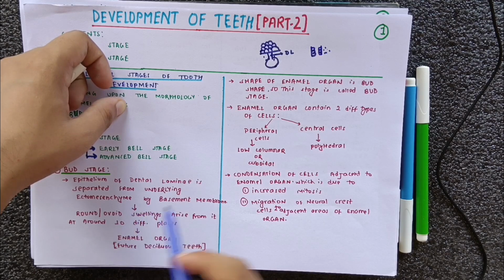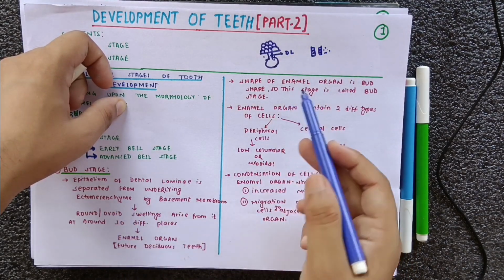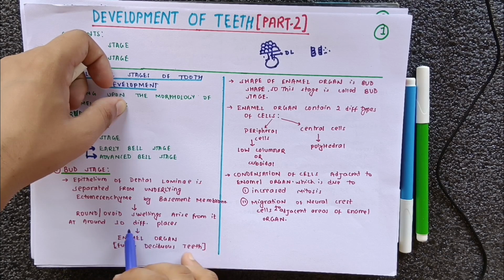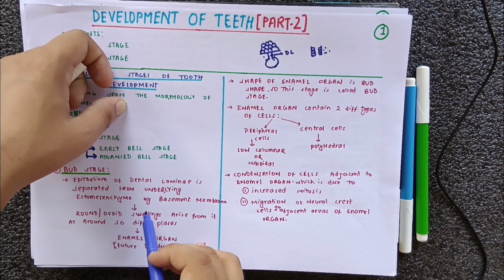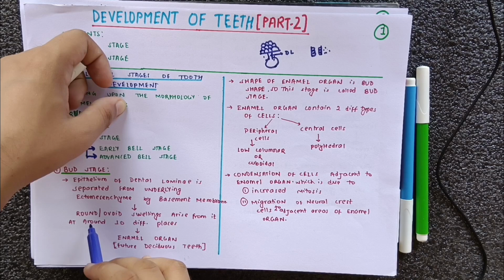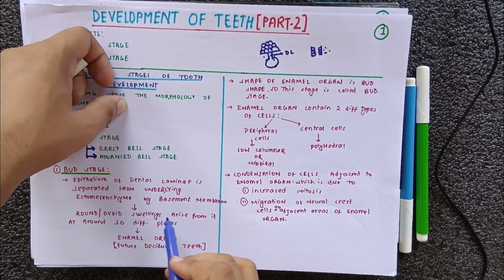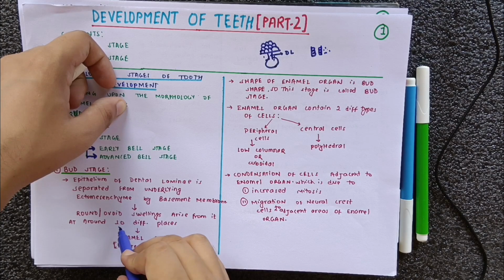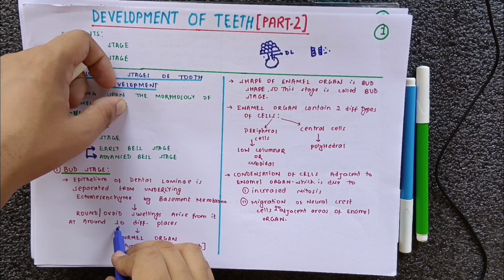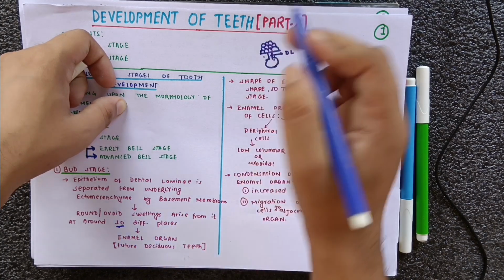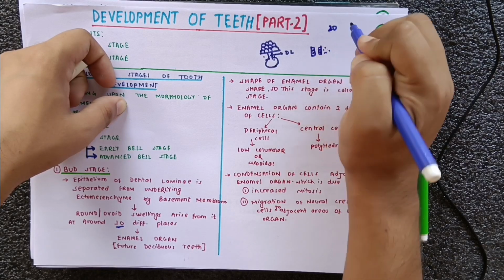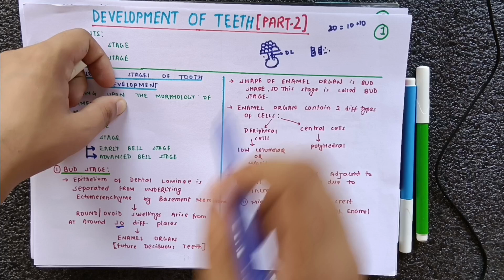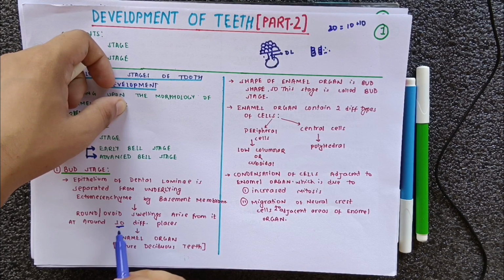After that, from the dental lamina there arise round to ovate swellings at 10 different places. Why 10 different places? In primary dentition we have 20 teeth, which means 10 plus 10: 10 in the maxillary arch and 10 in the mandibular arch. So there are swellings in 10 different places.